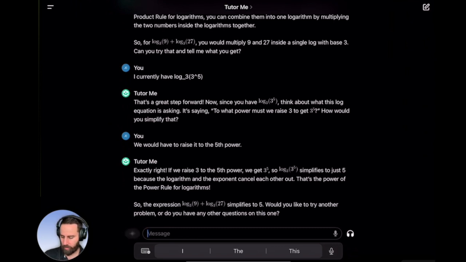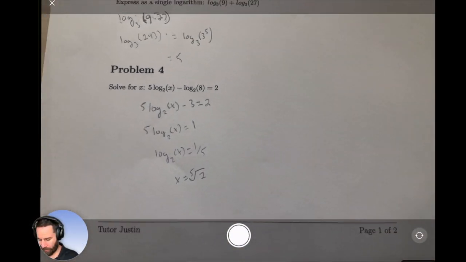So now let's move to problem number 5 here, or problem number 4.